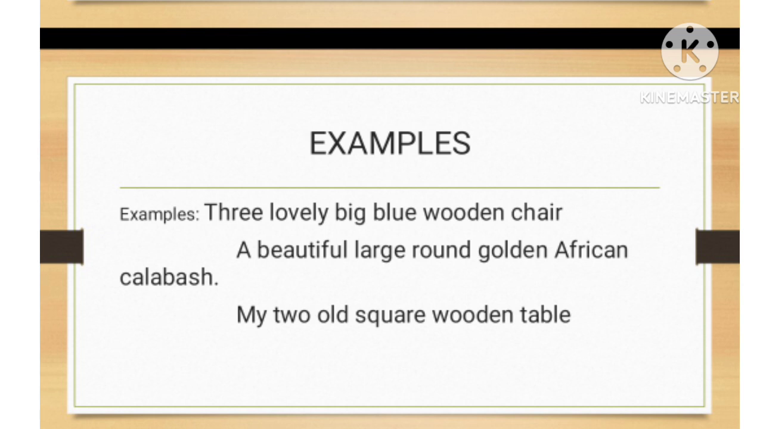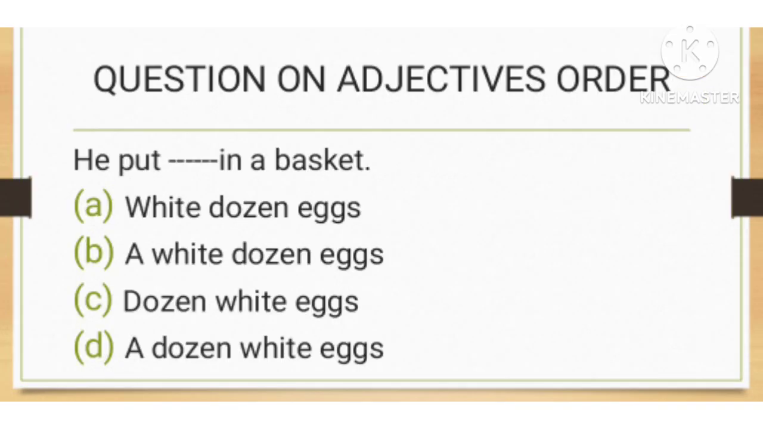Now it's time for us to answer some questions from the past questions. He put dash in a basket. We have option A, white dozen eggs. B, a white dozen eggs. C, dozen white eggs. D, a dozen white eggs. Okay, now we're going to use that mnemonic, the COSAS COMP N, to answer this question.